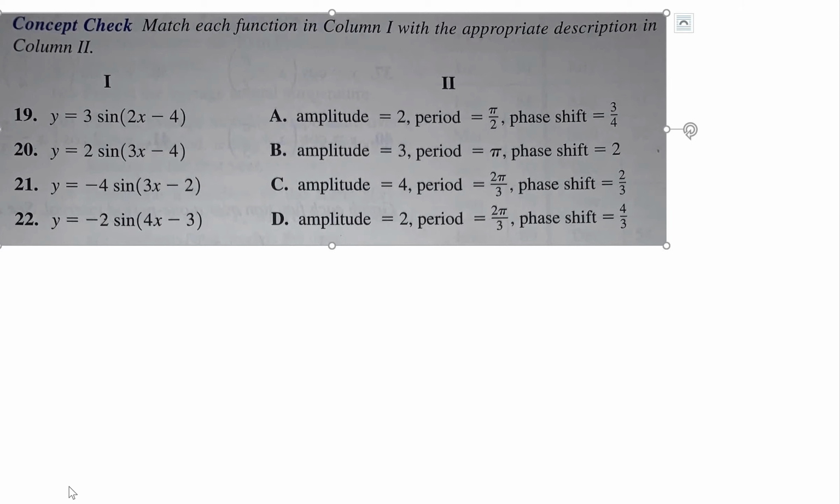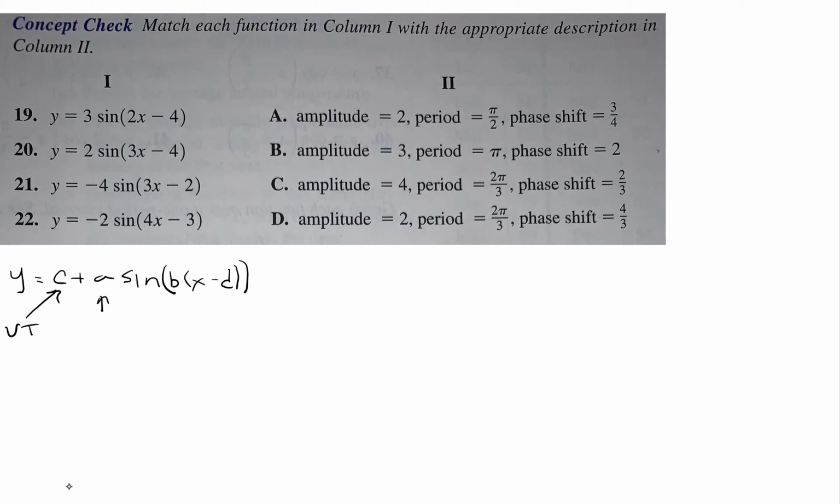Okay, so let's look at 19 through 22. So what we have is, remember the general equation, y is equal to c plus a sine b x minus d. C is vertical translation, a is the amplitude, b gets us the period, which is 2 pi over b, and d is our phase shift.